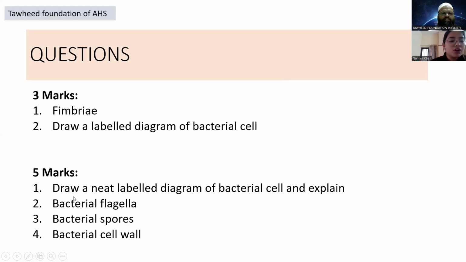For 5-mark questions: draw a neat labeled diagram of a bacterial cell and explain. Here you can draw a detailed bacterial cell diagram with all major structures clearly labeled and provide an explanation of the function of each part. Bacterial flagella: explain the structure, function, and types of flagella in bacteria, including their role in motility. Bacterial spores: here you can describe what bacterial spores are, for example, endospores, their formation, structures, types, and significance. Bacterial cell wall: here you can explain the composition, structure, and differences between gram positive and gram negative bacterial cell walls.